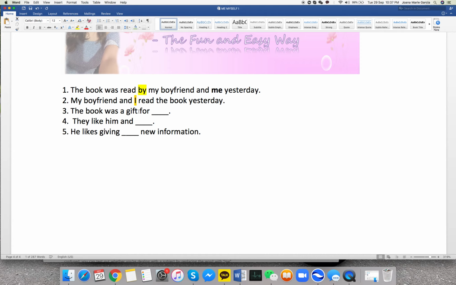Now, the book was a gift for blank. There's a preposition. So what's that? Me. Very good. And then, "he likes giving him" and after the verb, so that is an object. Of course, that is "me." He likes giving, IO, DO. In this case, be careful with this. It's not S, V, IO, DO. The subject, this is the verb, and we have the object. It's a gerund phrase, so giving, and then the object of the gerund. So it's still an object. That's why we have to use "he likes giving me new information."